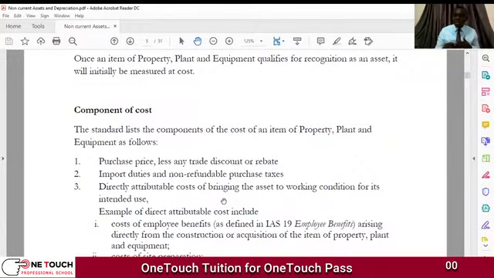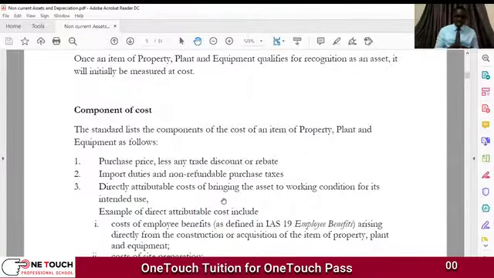Now, what constitutes the cost of an asset? Here we look at the components of cost. The standard lists the components of the cost of an item of property, plant, and equipment as follows. According to IAS 16, one, the purchase price, less any trade discount or what? Rebates. So if we bought an asset and got a discount for it, then in measuring the cost, we pick the purchase price and deduct that discount from it.